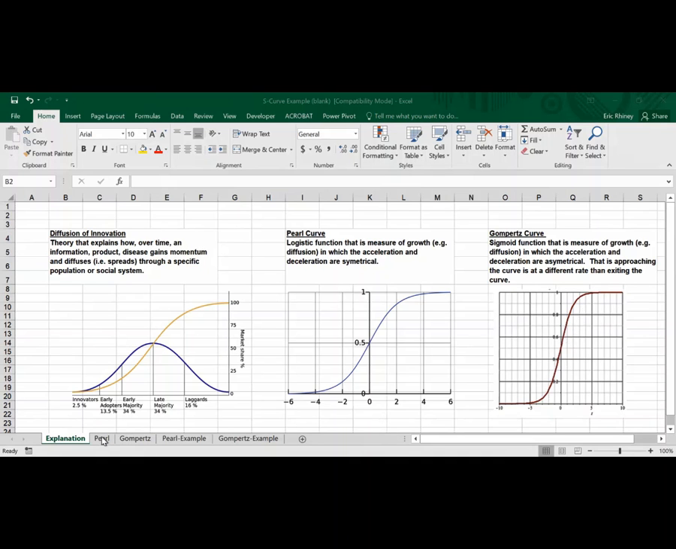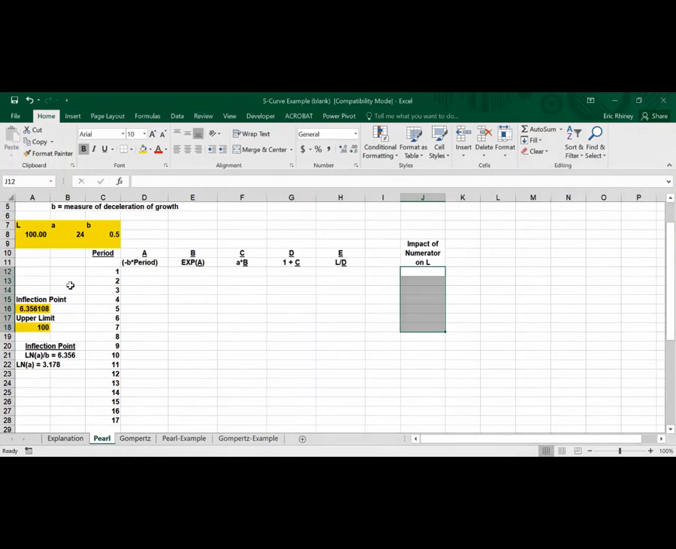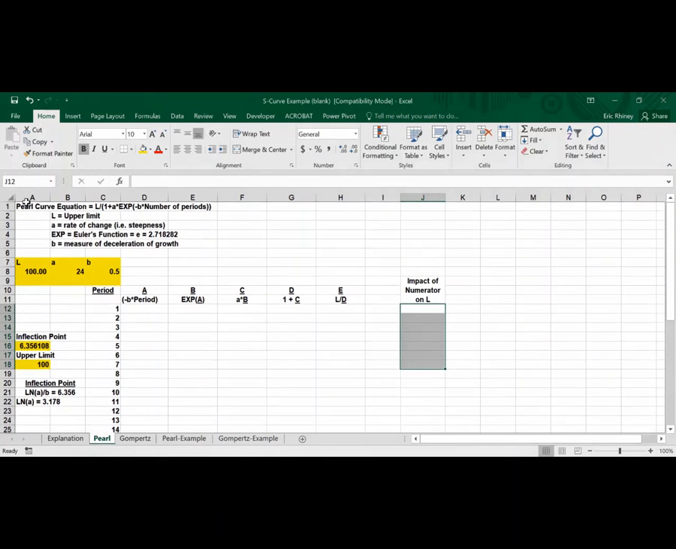All right, so let's hop into the Pearl equation and take a look at it and see how this actually functions. So the Pearl curve equation is L divided by 1 plus A times this exponential to the negative B times the number of periods. Wow, that is a lot. That's a mouthful there. So let's break this down.